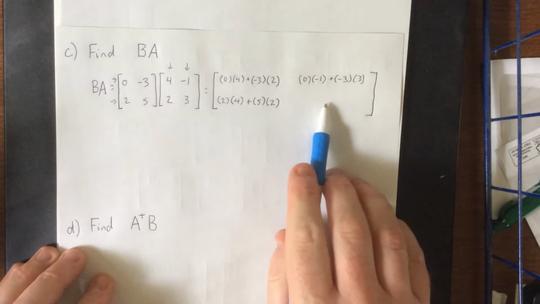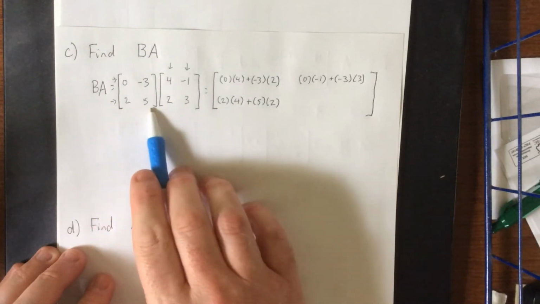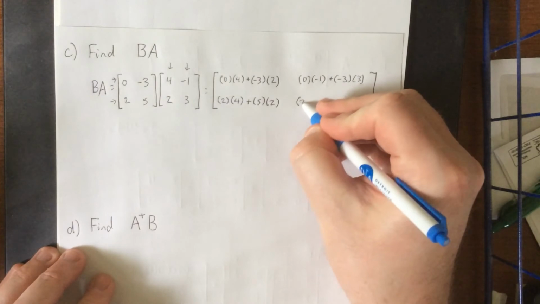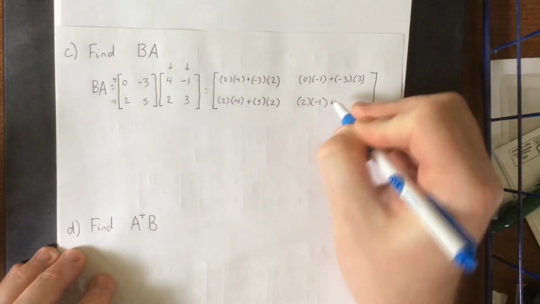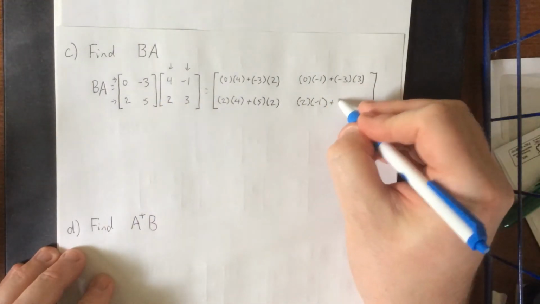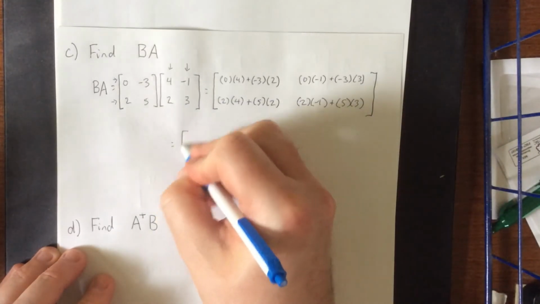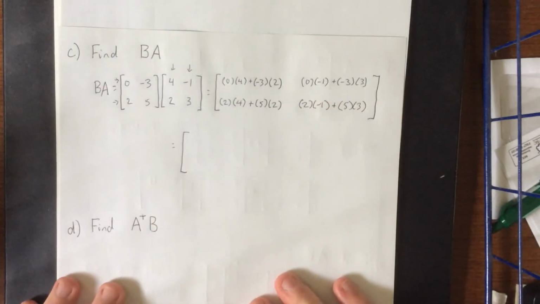Then for the 2, 2 entry, we'll be going across the second row and down the second column. 2 times negative 1 plus 5 times 3. Once again, we have a lot of arithmetic to do, but once we do, we'll be done.